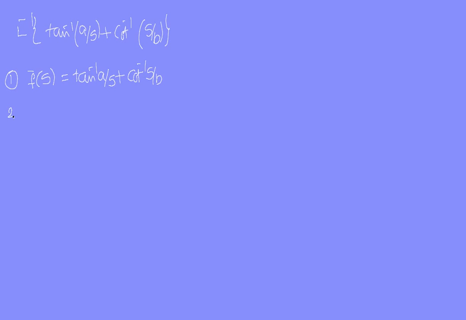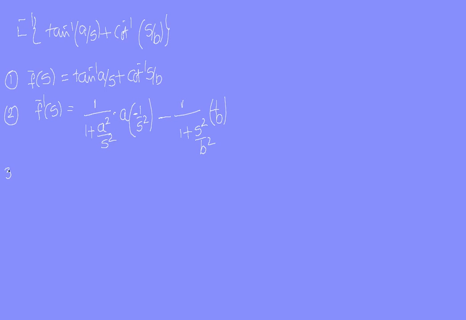In the second step, you do the one time differentiation. Tan inverse a by s differentiation means 1 by 1 plus x square, x square means a square by s square, into a by s differentiation. A into 1 by s differentiation is minus 1 by s square, plus cot inverse s by b differentiation, minus 1 by 1 plus s square by b square into s by b differentiation. So 1 by b you are going to get.